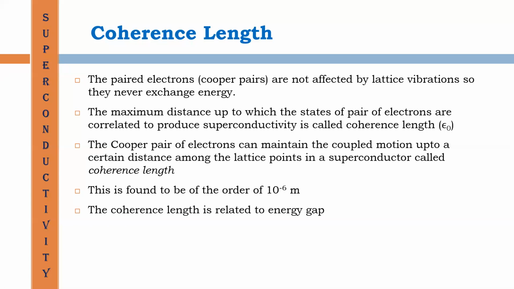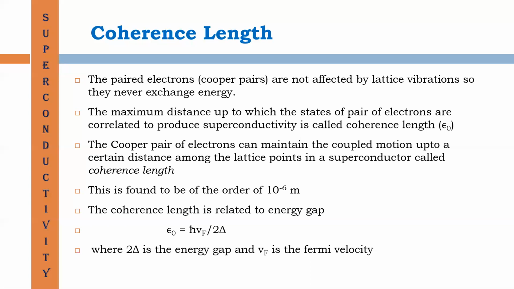The coherence length is related to the energy gap. It is given by epsilon 0 equal to h cross Vf divided by 2 delta, where 2 delta is the energy gap and Vf is the Fermi velocity. So this is the relation between coherence length and energy gap.